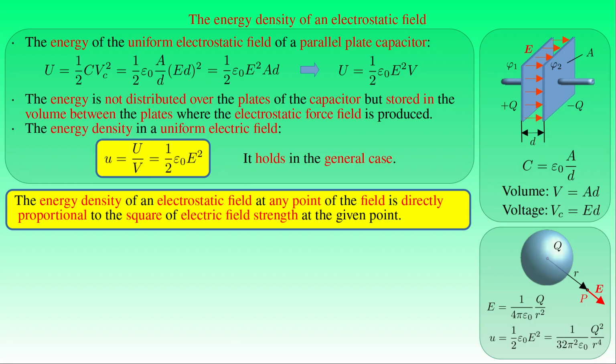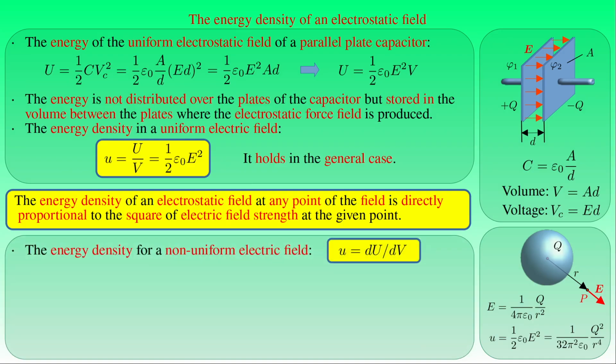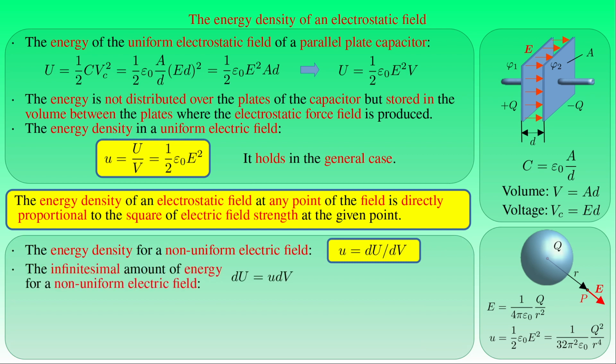The same relationship holds for the electric field due to a point charge as well. For non-uniform electric fields, the general expression of the energy density u is defined by the derivative of the energy U with respect to the volume V. Then the infinitesimal amount of energy dU within the infinitesimal volume element dV is equal to the energy density u times the volume element dV.